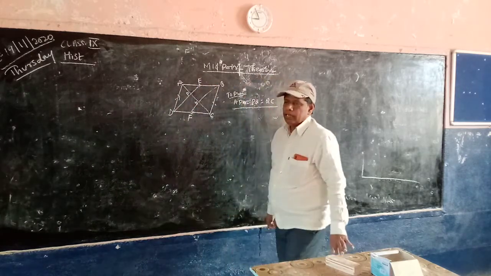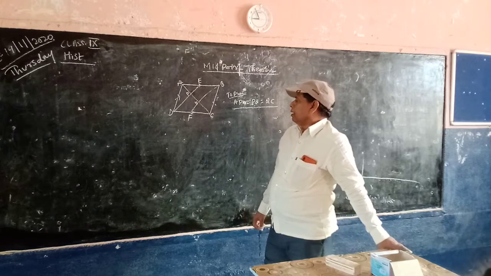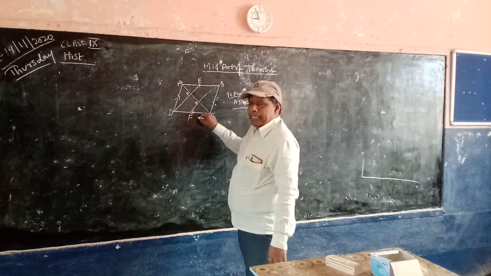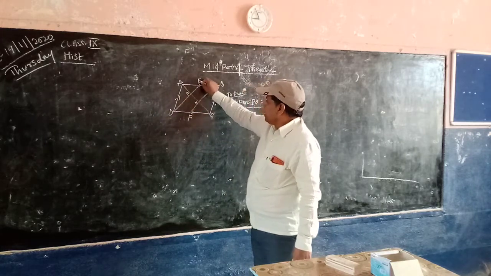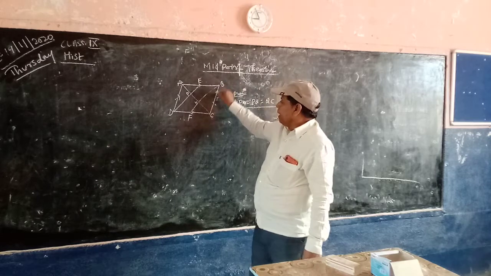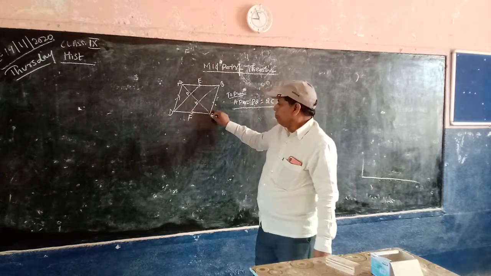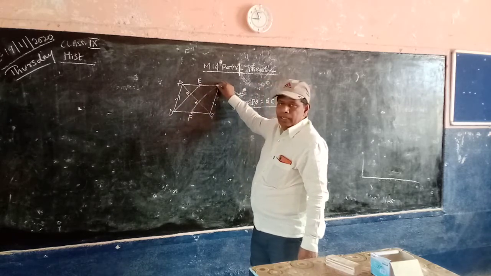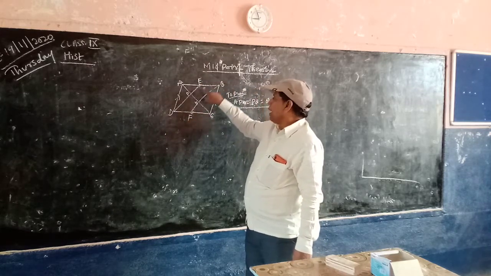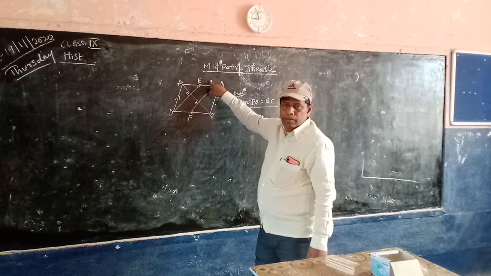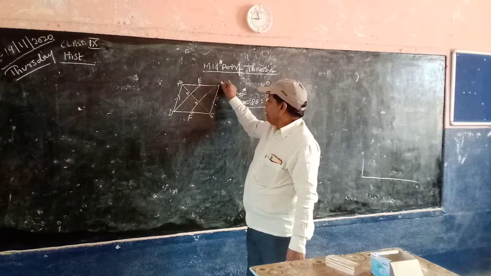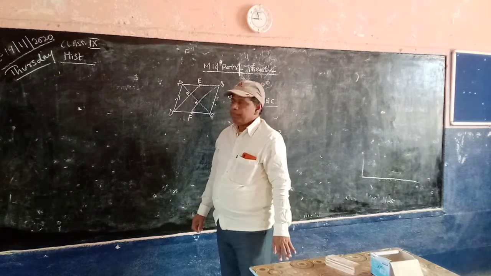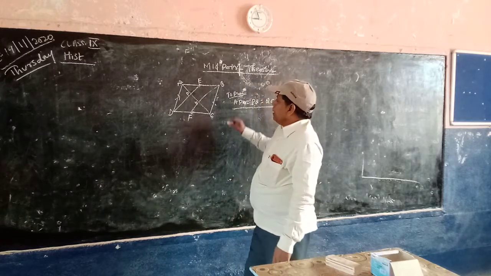First listen and then write. Here ABCD is a parallelogram. E is the midpoint of AB. F is the midpoint of DC. So DF equal to EB and DF parallel to EB. Yes or no? Yes. So EBFD is a parallelogram. Understood?